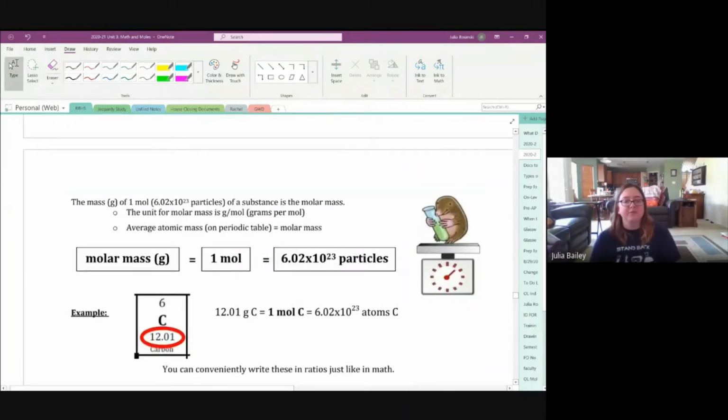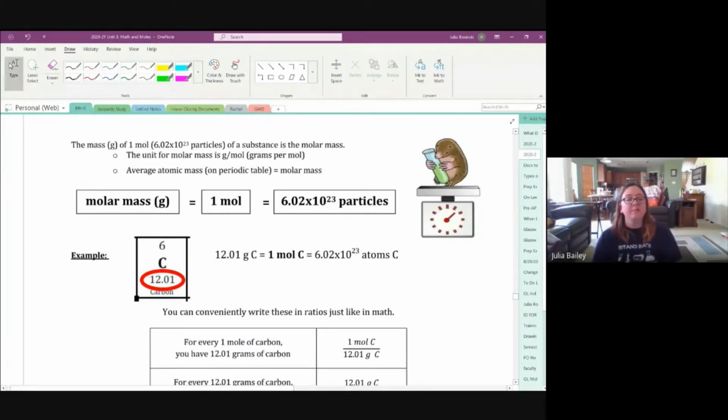Let's talk about some real chemistry. The mass in grams of 1 mole, meaning 6.02 times 10 to the 23rd particles of a substance, has a name. It's called the molar mass. The unit for molar mass is grams per mole.